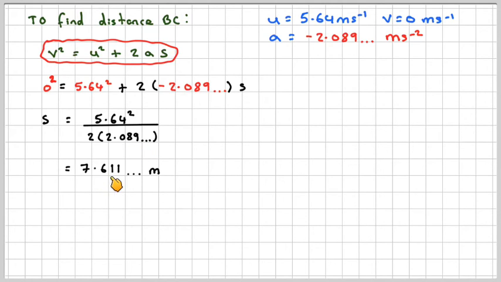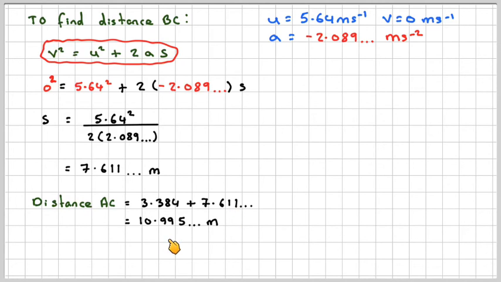That will give you 7.611 meters. So the total distance will be the first part from A to B, which is 3.384, plus the 7.611 that we just calculated, which will give you 10.995 meters. And to three significant figures, that will be 11.0 meters.